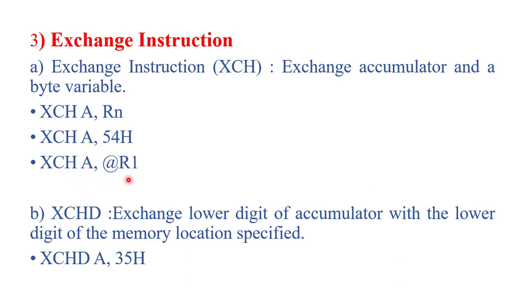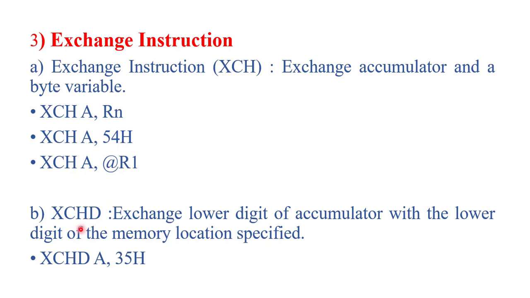Next instruction is XCH A, @R1. This is the example of indirect addressing mode. Here we exchange the data which is stored in a particular memory location whose address is given in the R1 register with the accumulator register. So these two are examples of direct addressing mode and this is the example of indirect addressing mode.